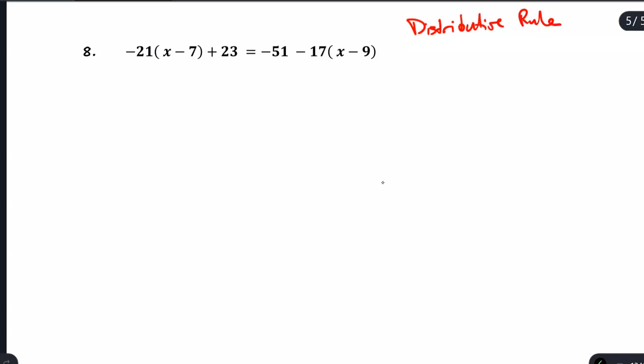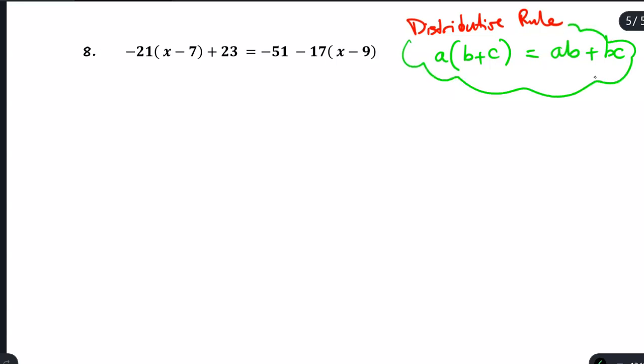The only way to get rid of the bracket and bring x outside the bracket is by performing the distributive rule. That means you take the coefficient in front of the bracket, multiply it by each term inside the bracket, and then you have no more brackets left.